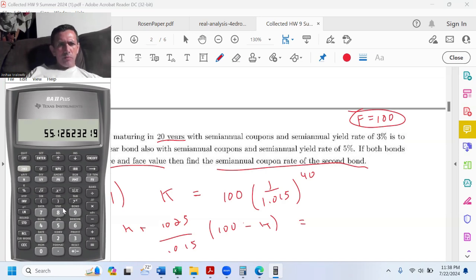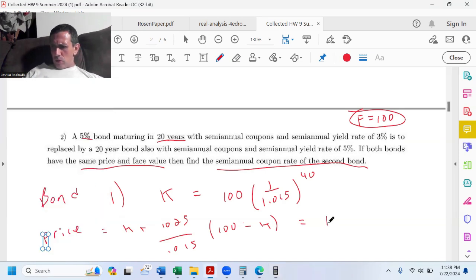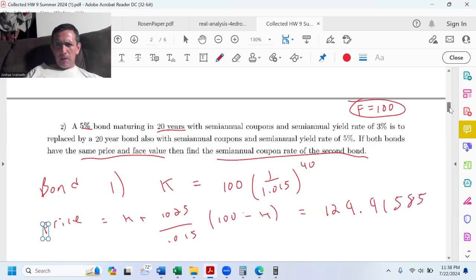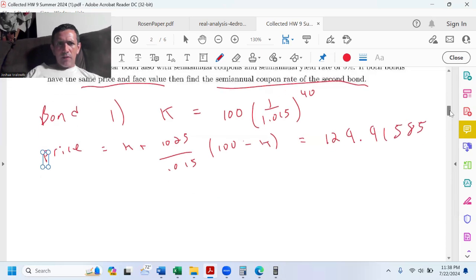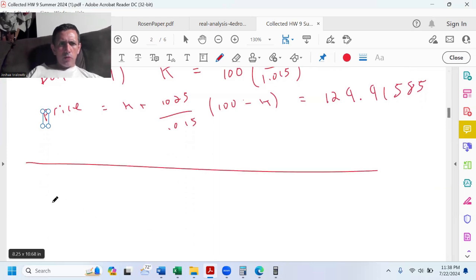All right, so it's this plus 0.025 over 0.015 times 100 minus recall 1. So it's 129.91585. Right, so bond 2.